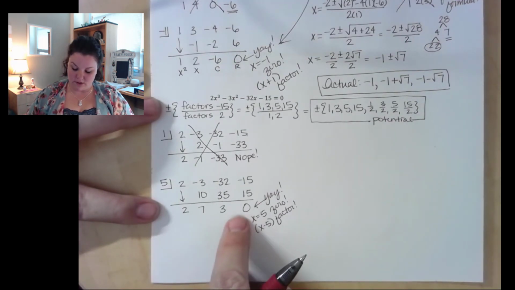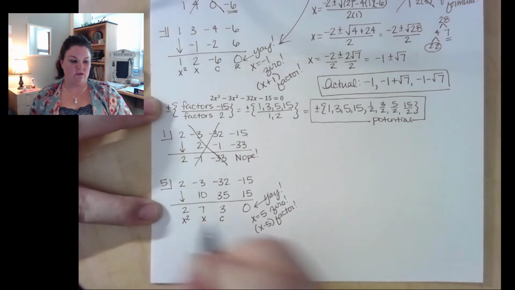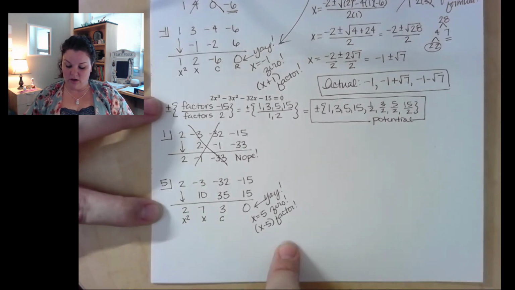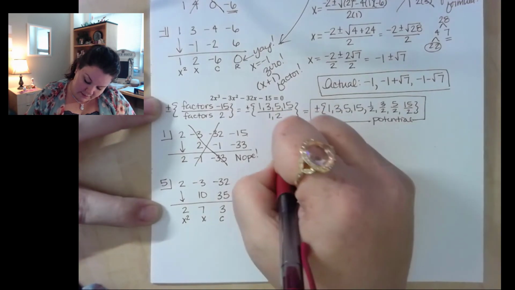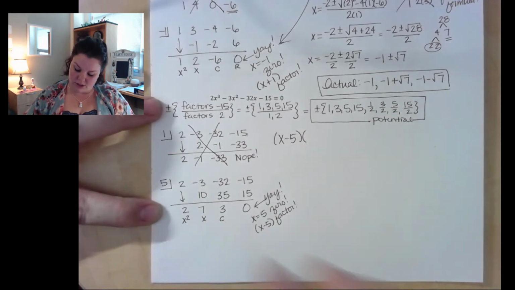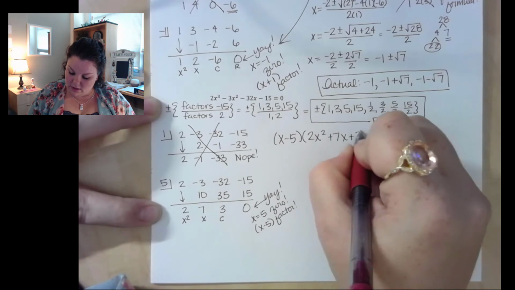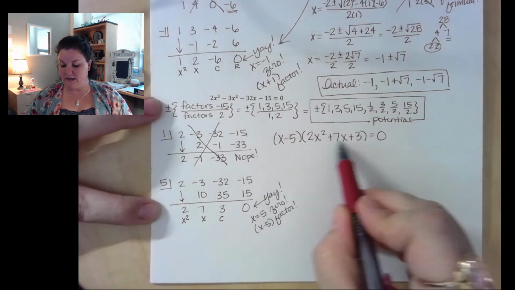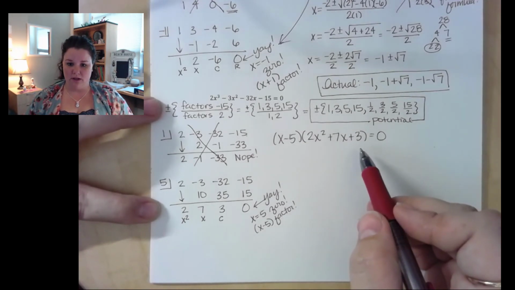We know 0 is our remainder, which means that 3 is our constant, 7 is our x, and 2 is our x squared. So I'm just going to rewrite what we have here now with this polynomial equation. We have the factor x minus 5, and then we have this leftover factor that came from our quotient, which is 2x squared plus 7x plus 3 equals 0. This is what we need to see if we can factor, and if not, we can use the quadratic formula.